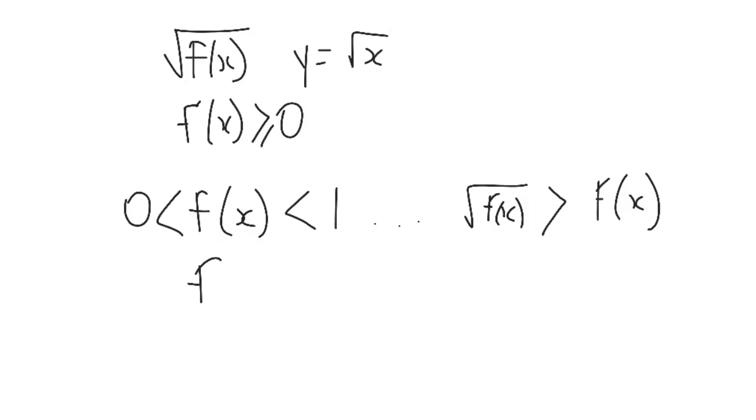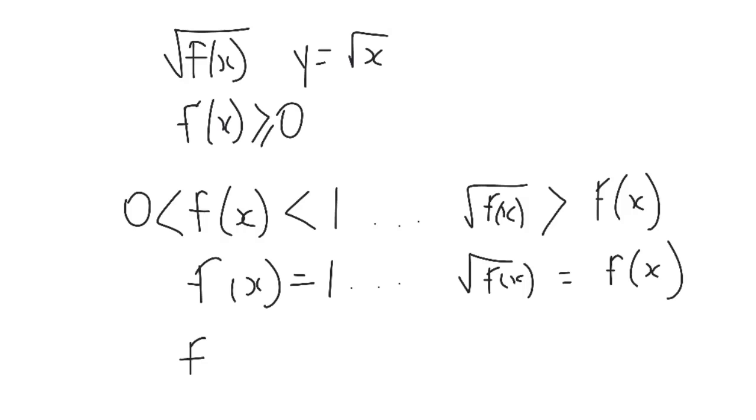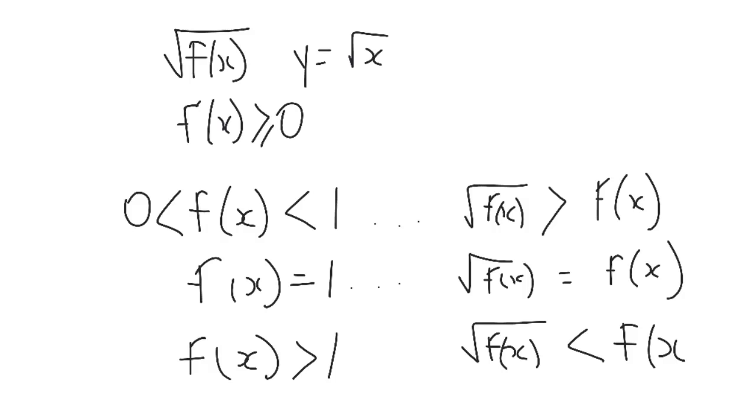if f(x) is equal to 1, that means the root of f(x) is equal to f(x). And third scenario, if f(x) is greater than 1, that means the root of f(x) is going to be less than f(x). And we saw that on our last graph, right? When I took the square root of a quarter, I got a half. It got bigger. When I took the square root of 1, it stayed the same. And when I took the square root of 4, it became 2.